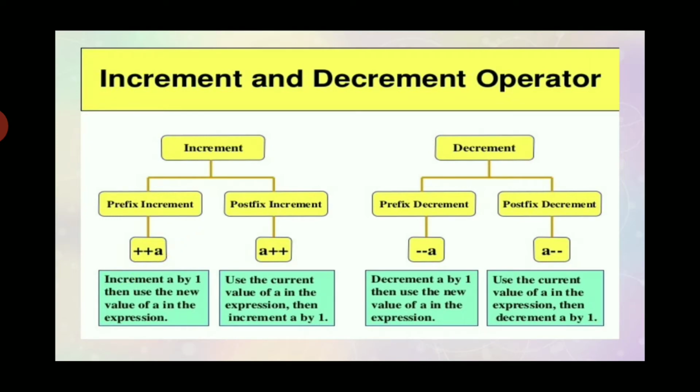In case of prefix, 1 will get added and the new updated value will be used. But in postfix, you have to use the current value of a. One will get added, but you will not use the new value, you will use the old value. In postfix, the value is incremented by 1, but it gets stored in memory and will not show in that expression. When you print in another line, like cout the value of a, then you will get the new value, because in memory 1 is already added. In both cases 1 is added, but you use the new value in case of prefix and the old value in postfix.